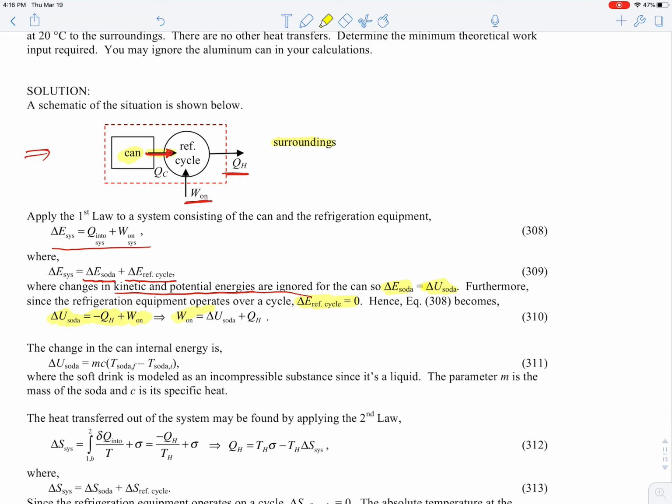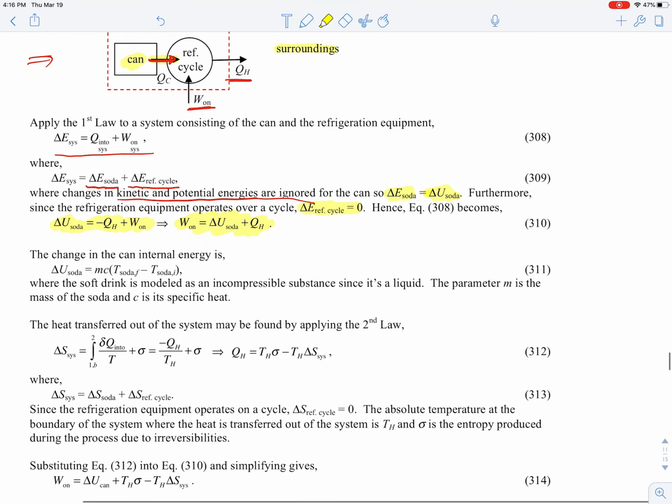And then we'll rearrange to solve for the work, because ultimately we're trying to find the minimum amount of work that we have to put into this system in order to cool down the soda. So we're trying to solve for that work. So now we need to find what the internal energy change is for the soda and also the heat transfer. So let's start with the change in internal energy.